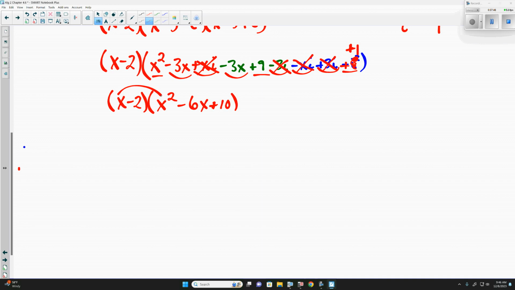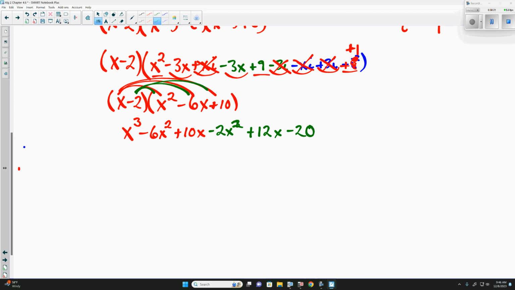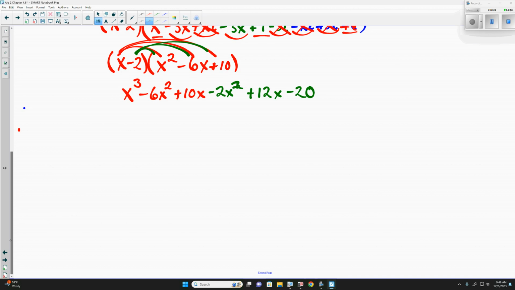And lastly, we do this multiplication again. x times x squared is x cubed. x times negative 6x is negative 6x squared. x times 10 is plus 10x. And lastly, we're going to distribute the negative 2. Negative 2 times x squared is negative 2x squared. Negative 2 times negative 6x is plus 12x. And negative 2 times 10 is negative 20. And when I said 18 terms, I meant at this point here. It would have been 18 if we did it the other way.